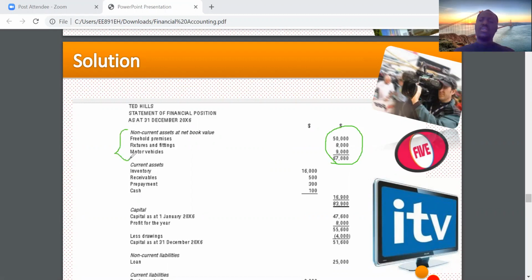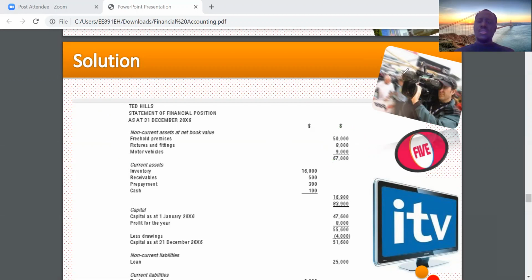Like I said, always start with non-current assets. The reason why you have to start with non-current assets is basically because of how the financial statements are presented. The non-current assets, like we said, last more than a year. They are long-term in nature. So you start with the long-term items, then you move on to the short-term items.